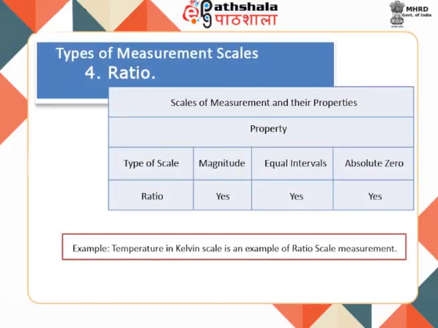A ratio scale is the top level of measurement and is not often available in social research. It has all the properties of nominal, ordinal, and interval scale. The factor which clearly defines a ratio scale is that it has a true 0 point. Example, temperature in Kelvin scale is an example of ratio scale measurement.